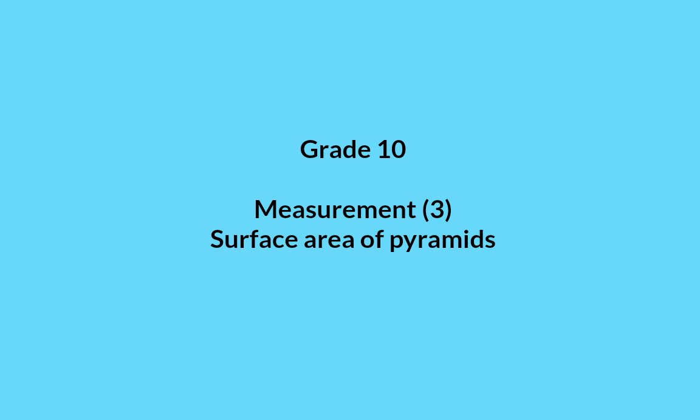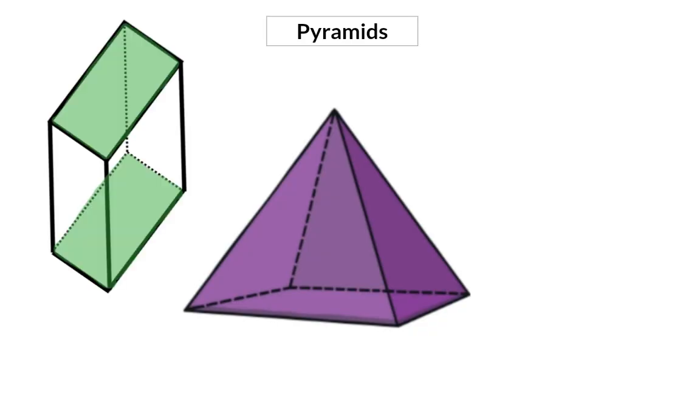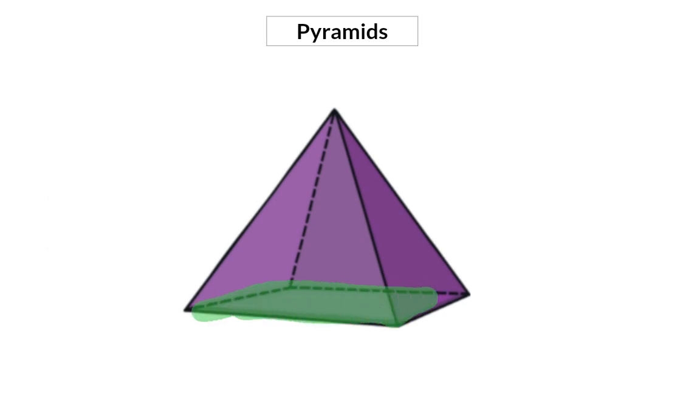In this video, we're going to have a look at how to calculate the surface area of pyramids. A prism has two identical base sides that are connected. Unlike a prism, a pyramid has only one base side. On the sides of this base shape, triangles are added and they all meet in one point called the apex.